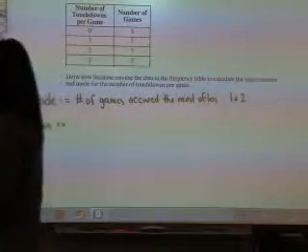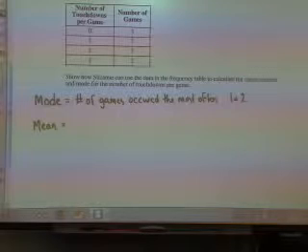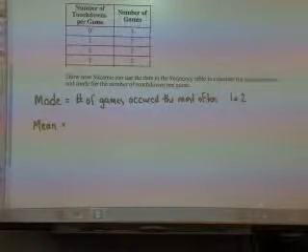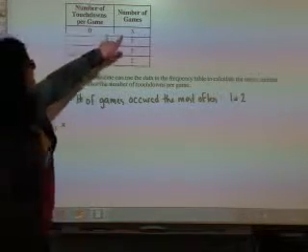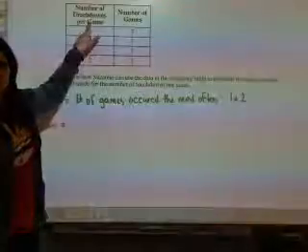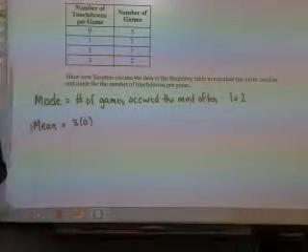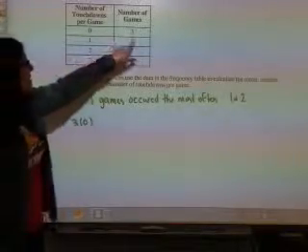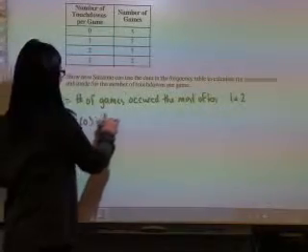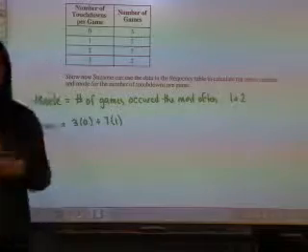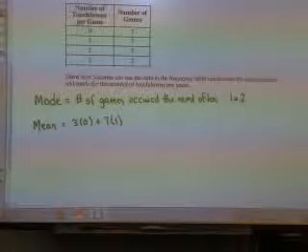The mean. Well, if you remember above, how did we find the mean? We added everything together. So if I look at this, it is 3 games with 0 points. So the sum of that would be 3. Then I have 7 games with 1 touchdown each. So that would be another 7 points.